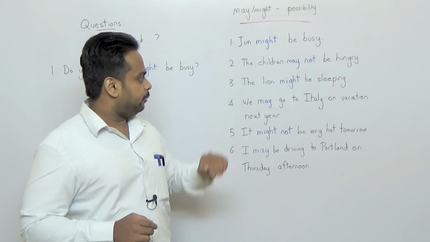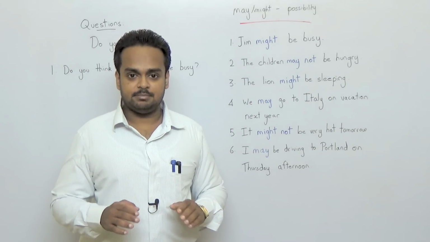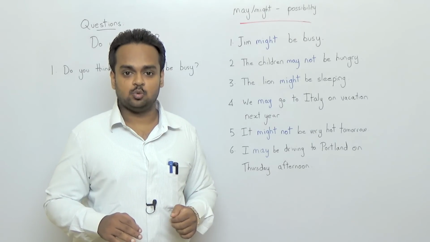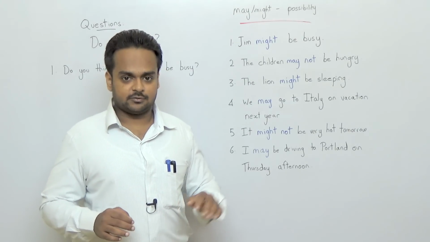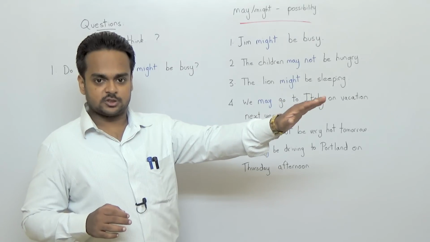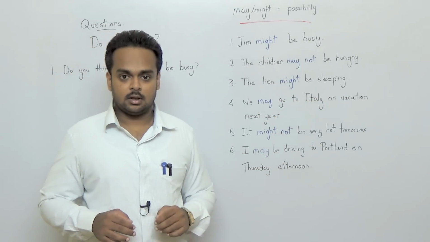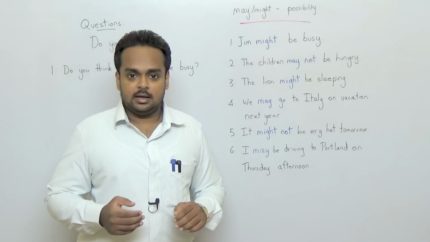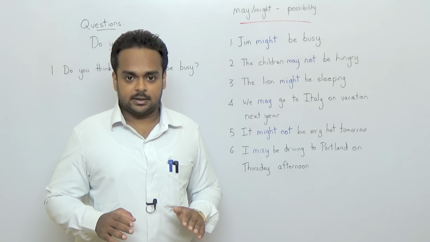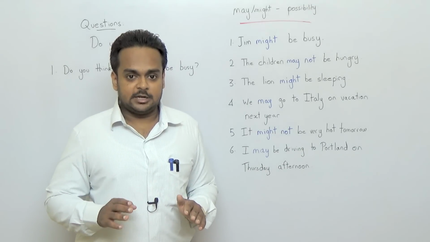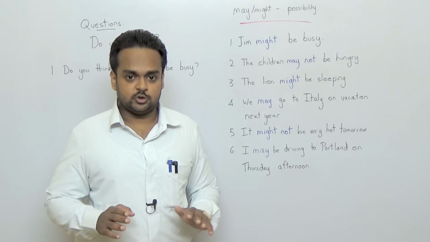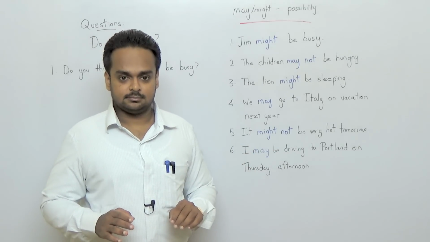Now, in this third example, the lion might be sleeping. This is something you would hear in a zoo. Like if there's a lion that's just lying there in its cage and it's not moving. Someone could say, "Hey, I think the lion might be sleeping, so don't make any noise. Be quiet because you don't want to wake up the lion."